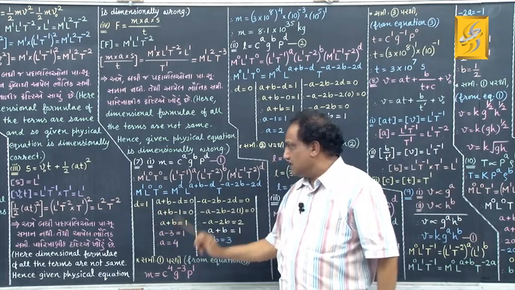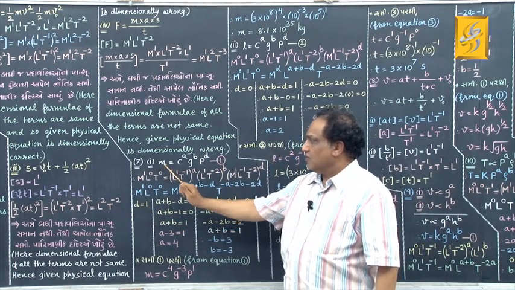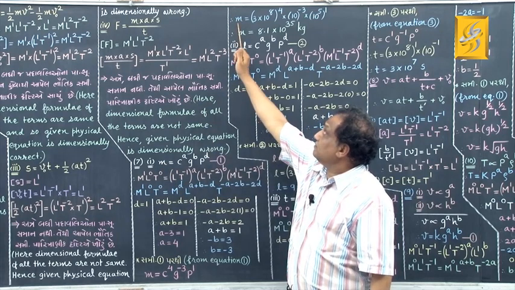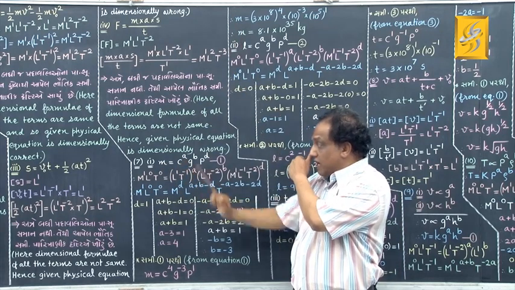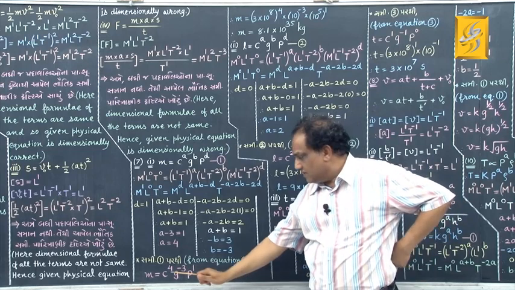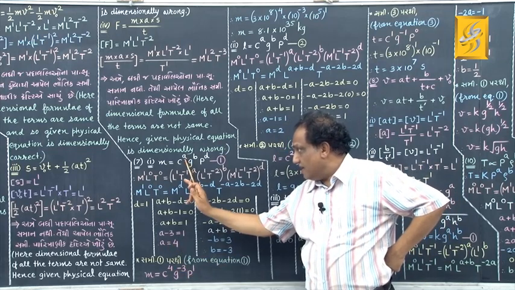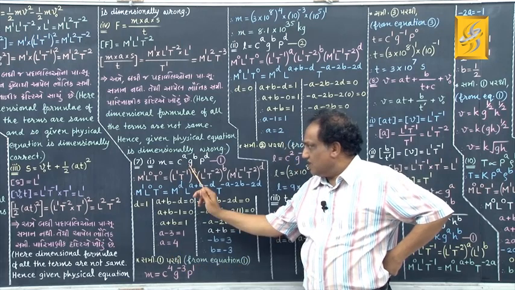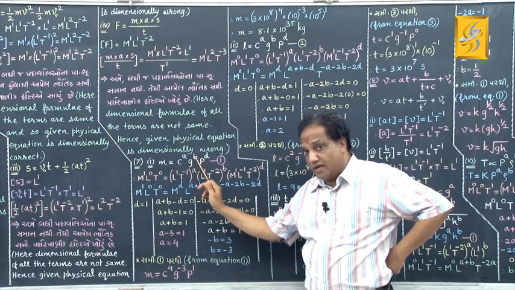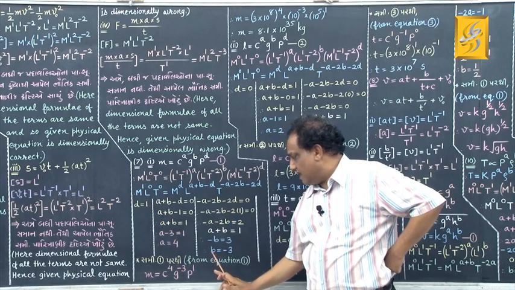Put all the three values in this equation number 1. Start from here. M equals c raised to a, but a is how much? 4. a is 4. Then g raised to b, but b is minus 3.